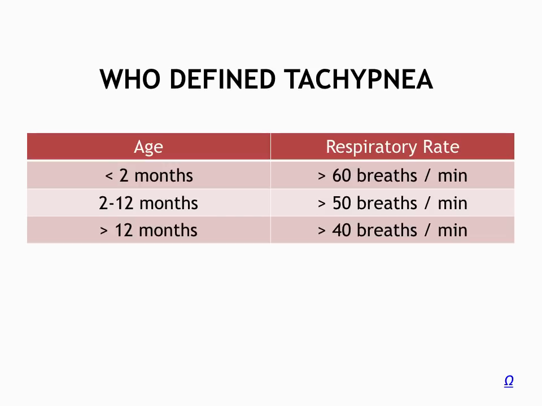WHO defined tachypnea for less than 2 months as having more than 60 breaths per minute. For 2 months to 12 months, more than 50 breaths, and for more than 1 year old, 40 breaths per minute.